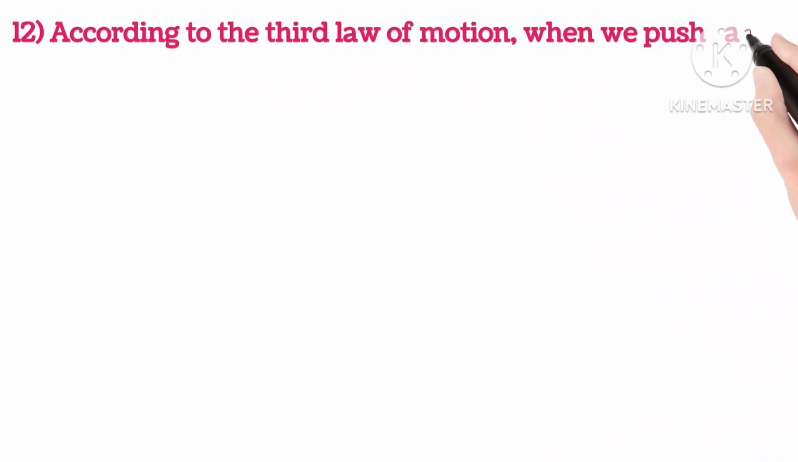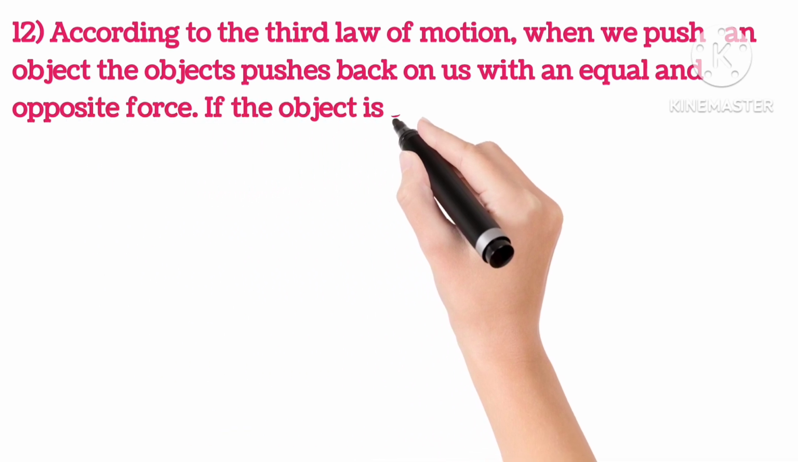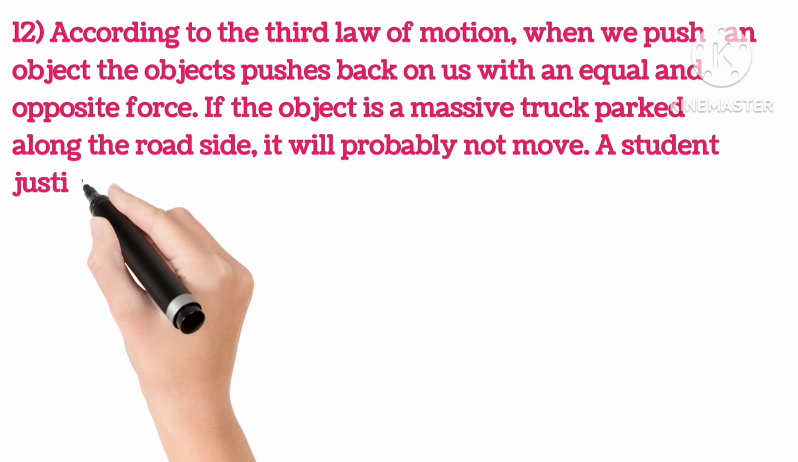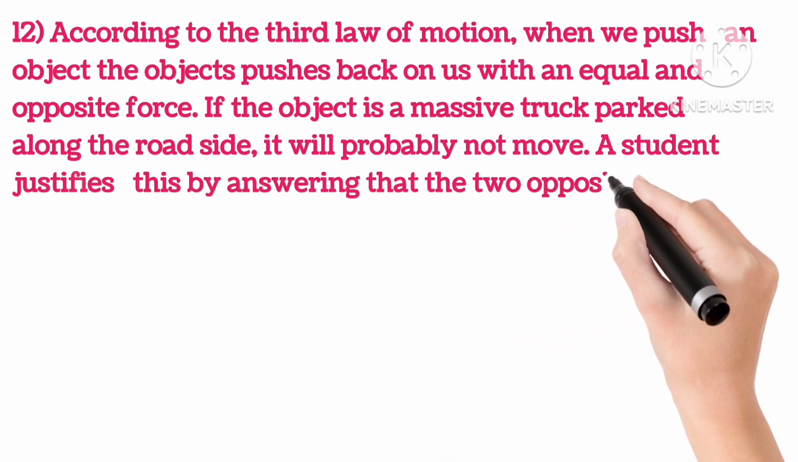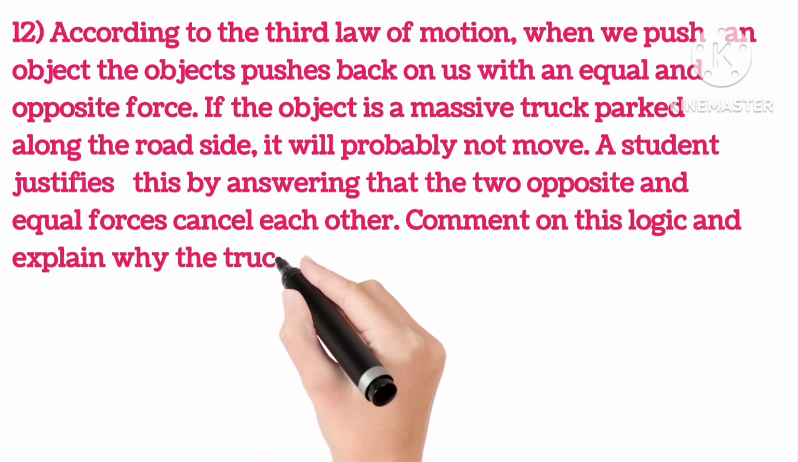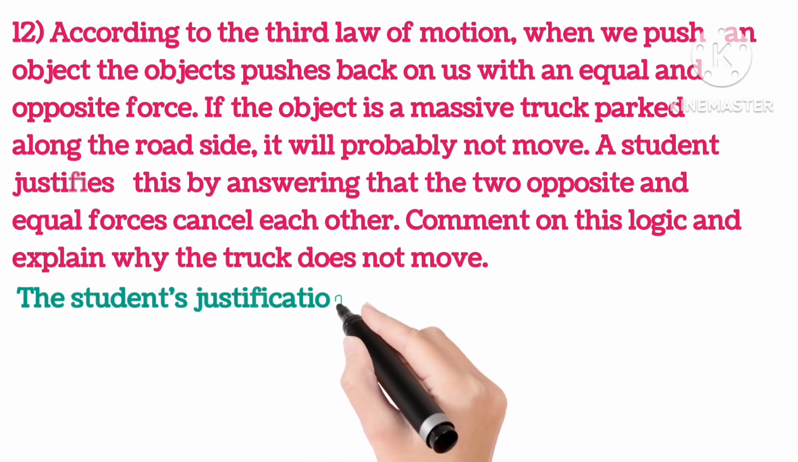According to the third law of motion, when we push an object, the object pushes back on us with an equal and opposite force. If the object is a massive truck parked along the roadside, it will probably not move. A student justifies this by answering that two opposite and equal force cancel each other. Comment on this logic and explain why the truck does not move.